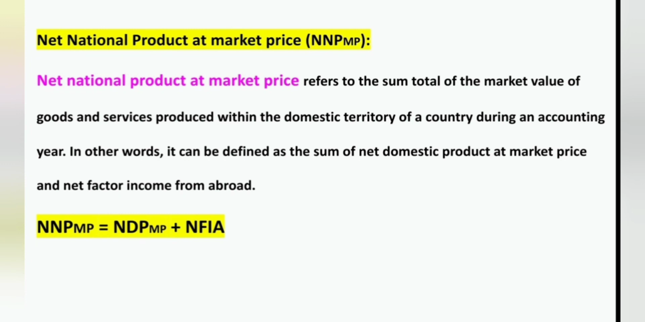So, when you understand the basics, that is, net does not include depreciation. Gross includes depreciation. Domestic concept does not include NFIA, but national concept includes NFIA. Market price includes net indirect tax, but factor cost does not include net indirect tax. If you learn these basics well, you can derive any aggregate of national income from the given aggregate.